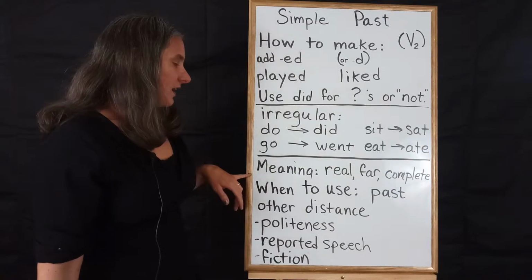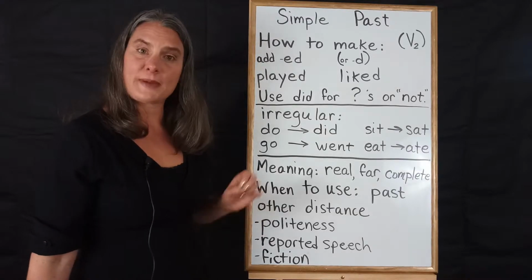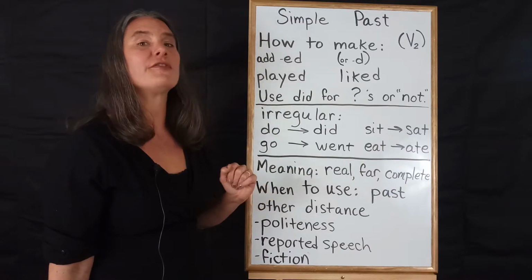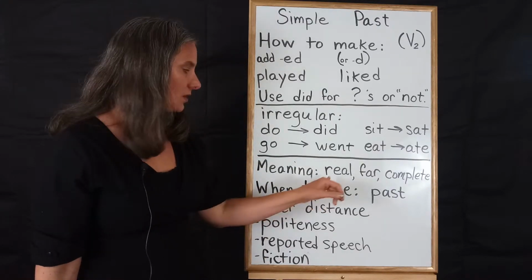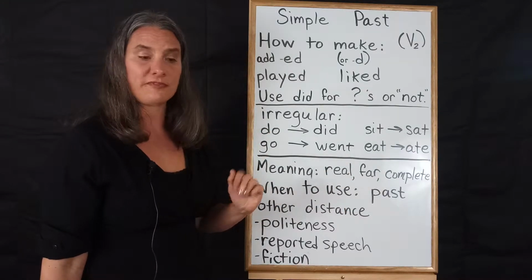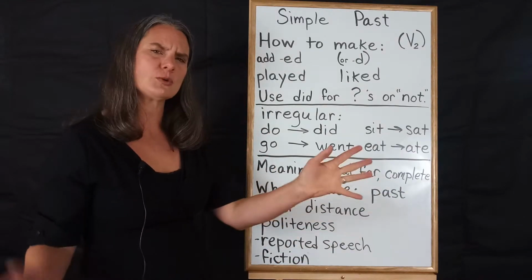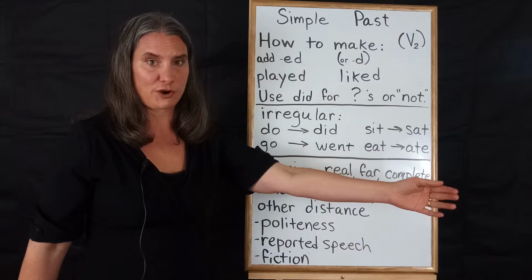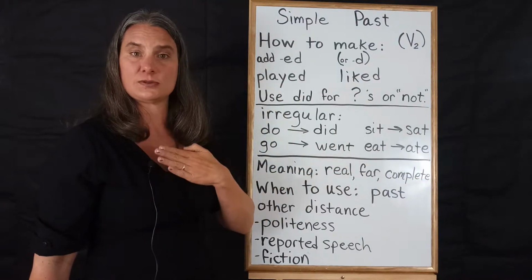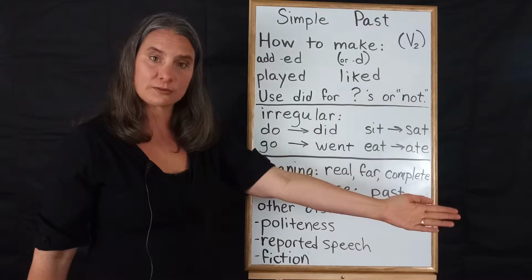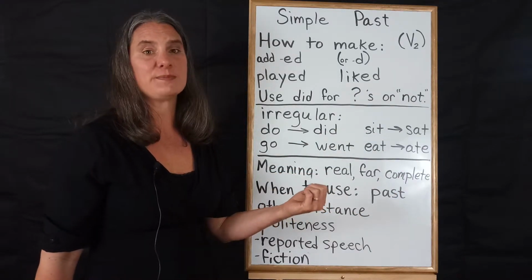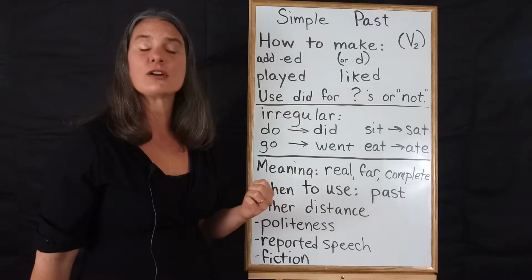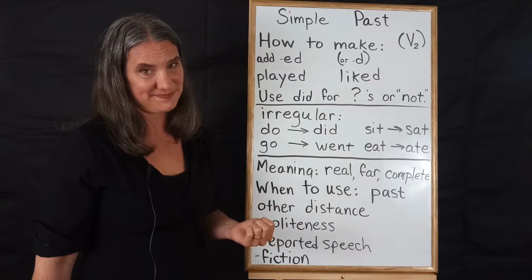Okay? Now, the meaning of simple past is that your action or verb is real and far and complete. So it's real, not like a future verb. Future verbs are not real because they are in the future, we aren't sure. They're far. They're farther than a present verb. So a present verb is close. A past verb is far. Sometimes it's far because it's in the past, but not always. Past verbs are not always in the past.